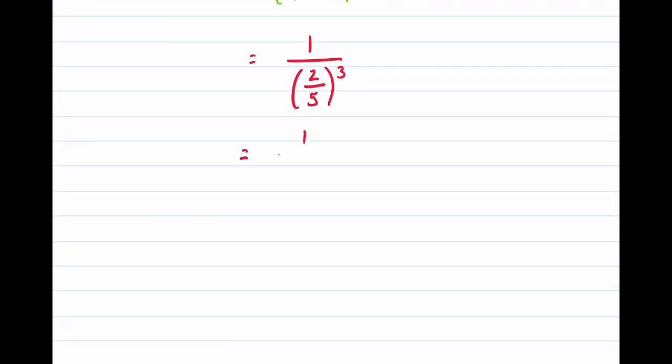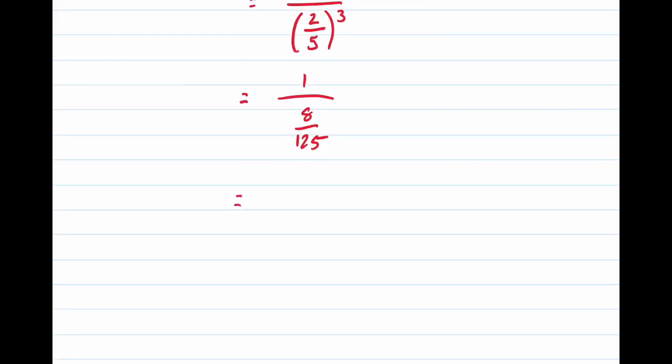So now we have 1 over 2 cubed, which is 8, over 5 cubed, which is 125. We just take the reciprocal of the denominator and that becomes our answer since our numerator is 1. So this is all equal to 125 over 8.